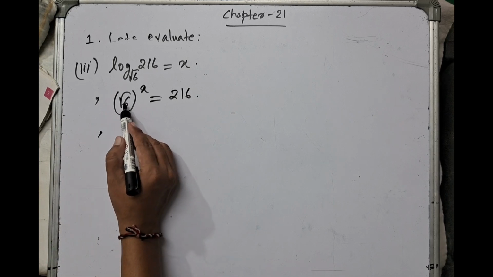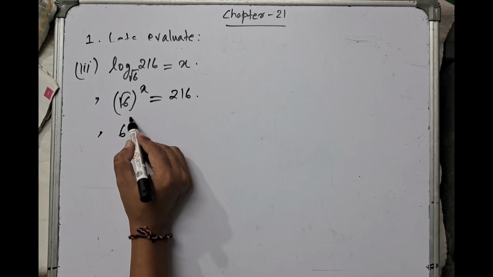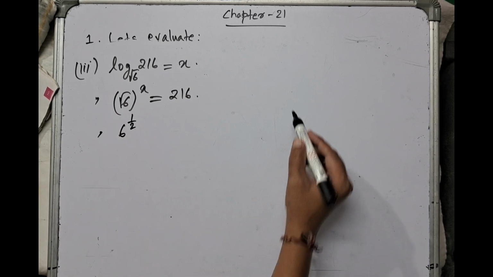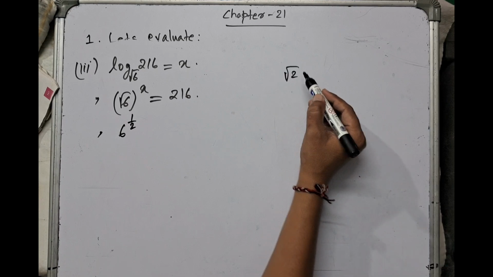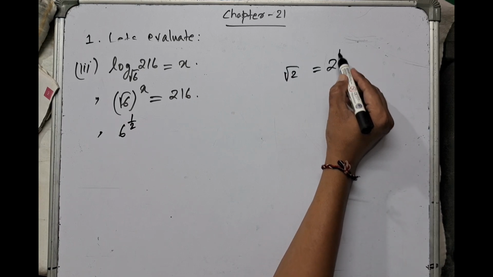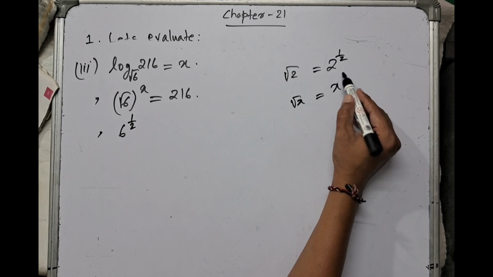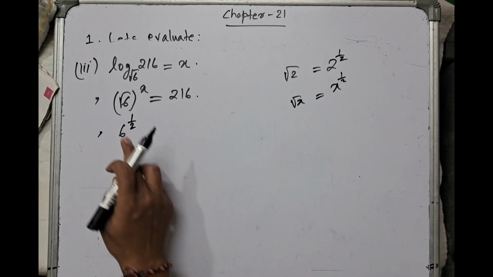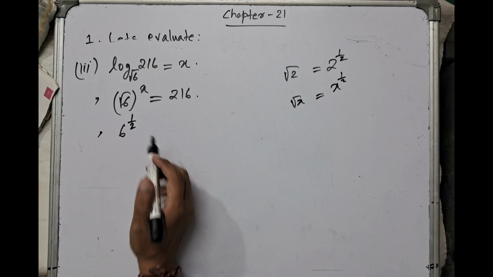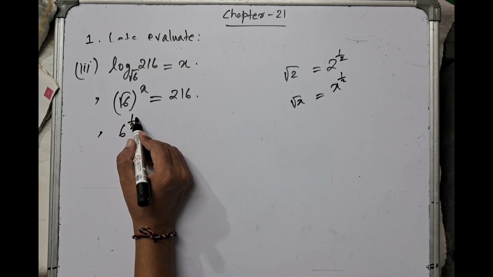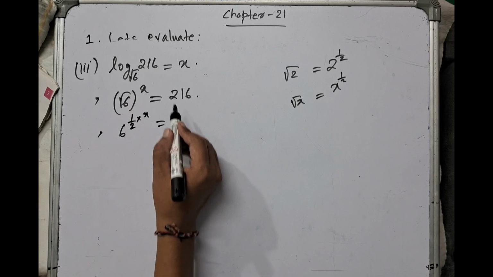Now this root 6 means 6 to the power half. Okay, if I have root 2, I can write it as 2 to the power half. If I have root x, I can write this as x to the power half. So root 6 means 6 to the power half. So we already have x as power, so this will remain as power.